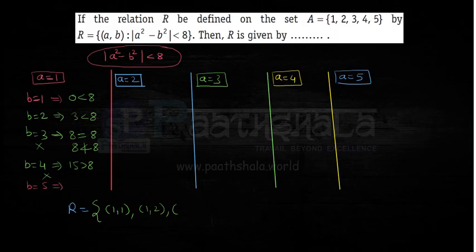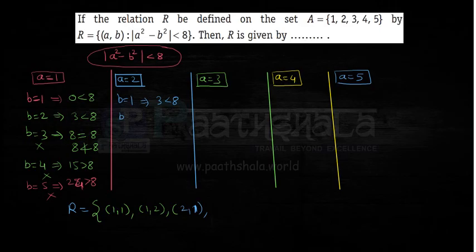For b equals 5, it is 1 squared minus 5 squared, that is 1 minus 25, that is 24, which is also greater than 8, which is also not a valid pair. So now let's check for a equals 2. We will take b equals 1 first. It is 2 squared, that is 4, minus 1. It is 3, which is less than 8. Hence (2, 1) is the valid pair.